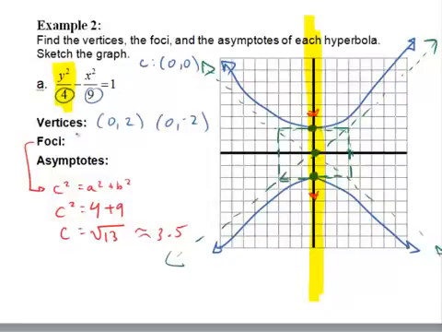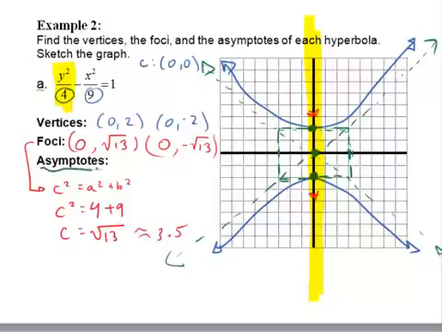So when we're trying to write the foci here, think about your center. You're still at 0 in terms of x, so it'll be 0 comma something, 0 comma something. You went up root 13 units from 0, so 0 plus root 13, 0 minus root 13.